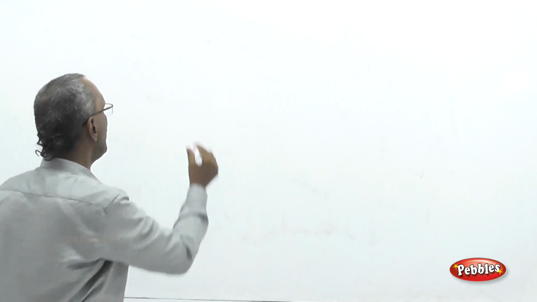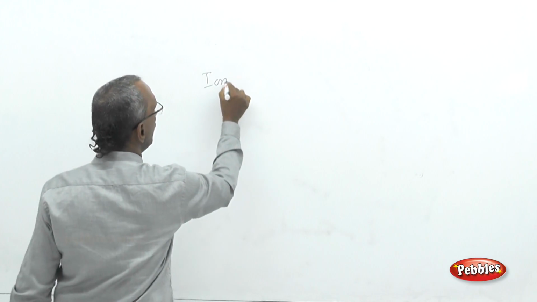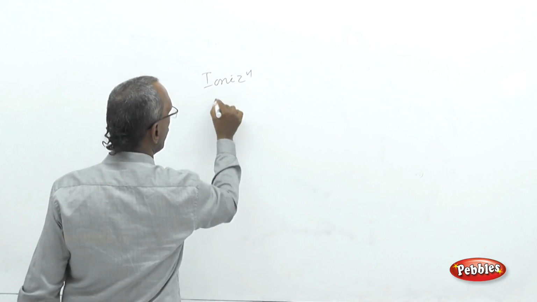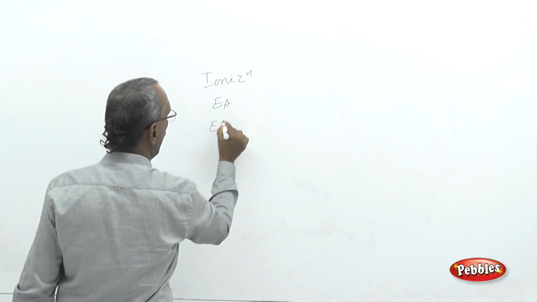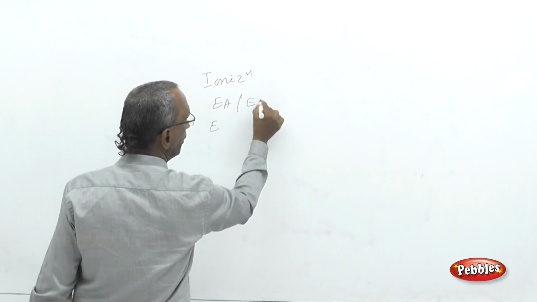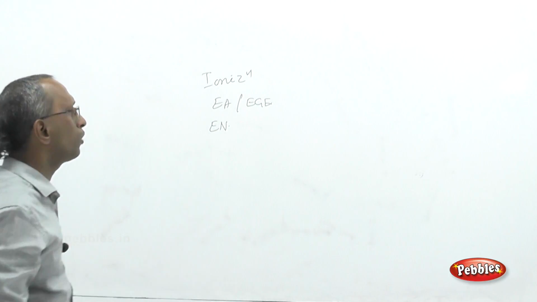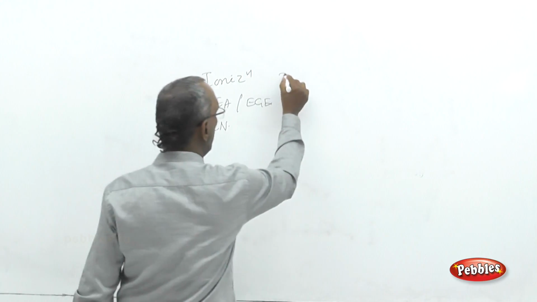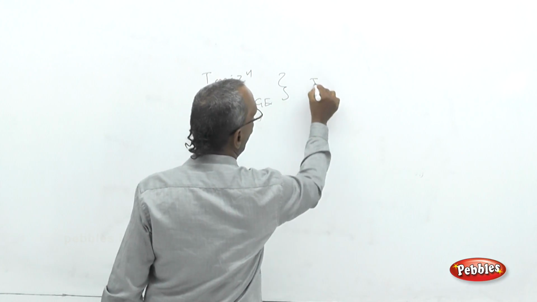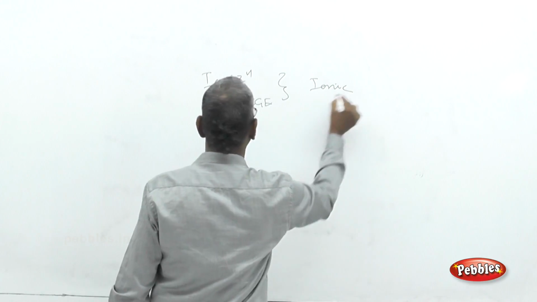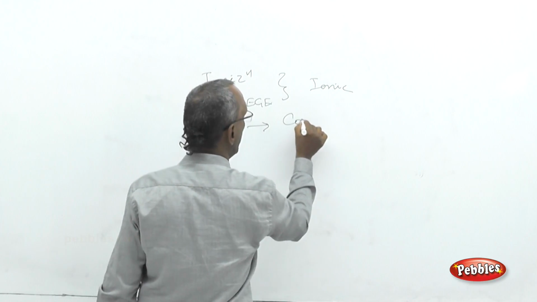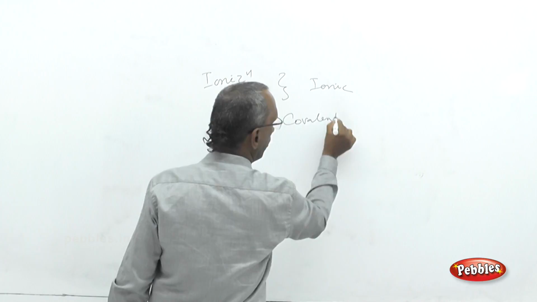Now, lastly, what is the significance of this ionization energy, electron affinity or electron gain enthalpy, and electronegativity? So these are important. The first two terms are important in ionic bonding, whereas electronegativity is important in covalent bonding.